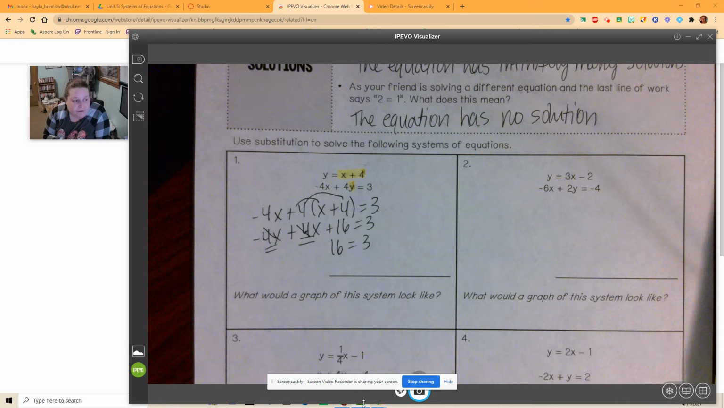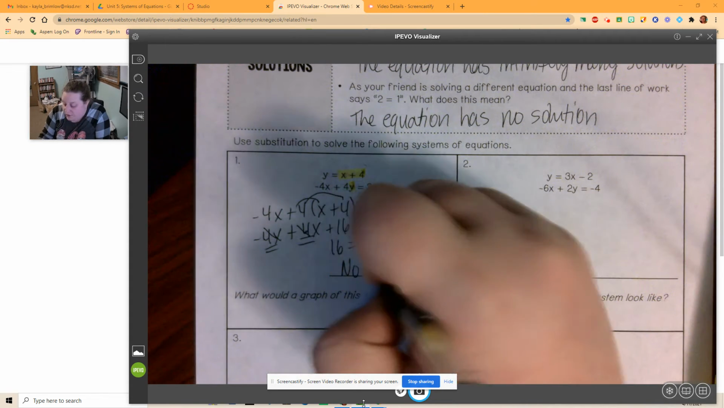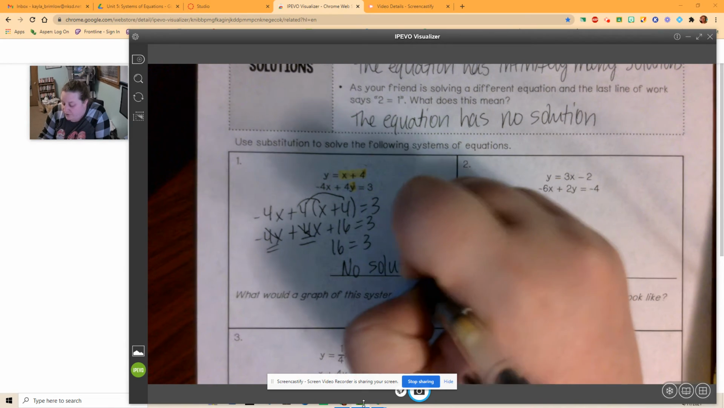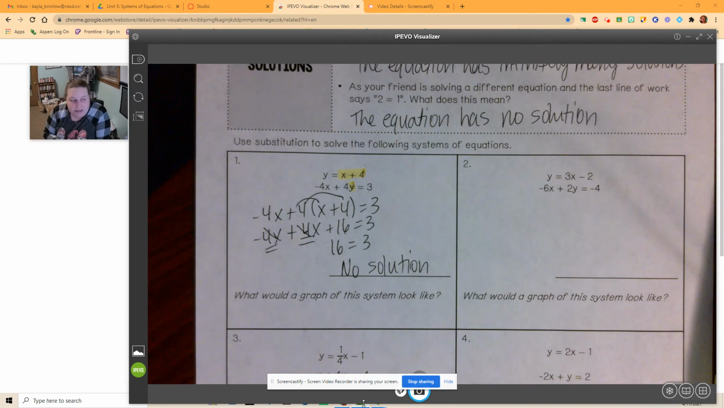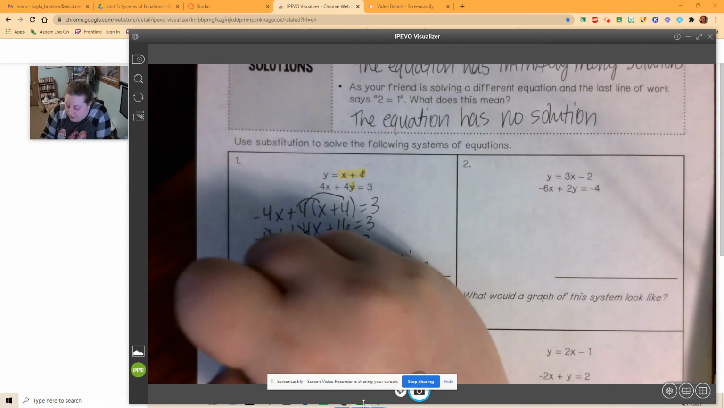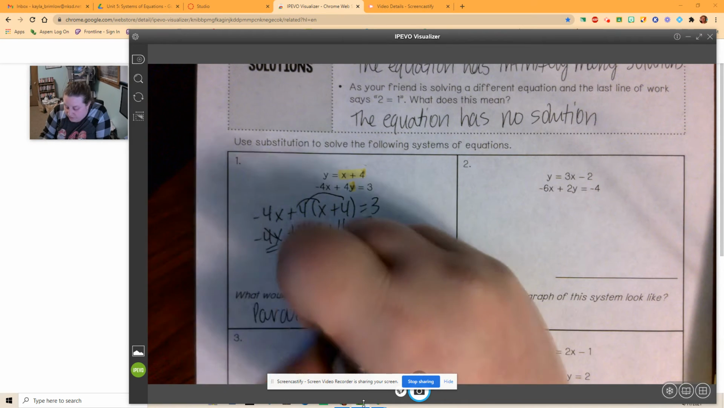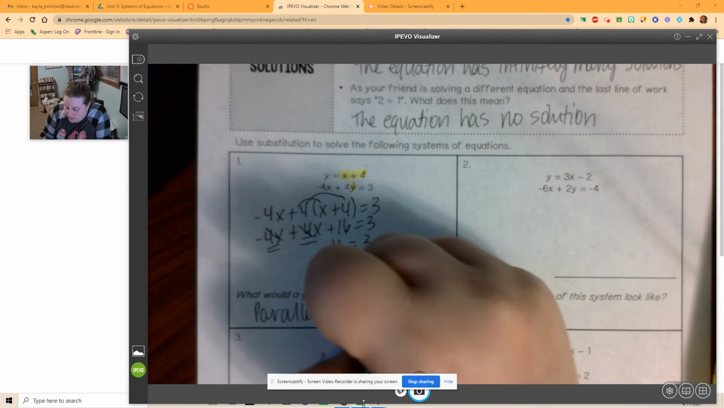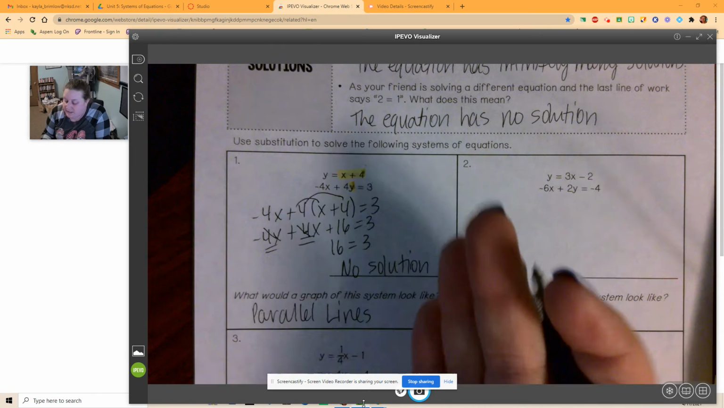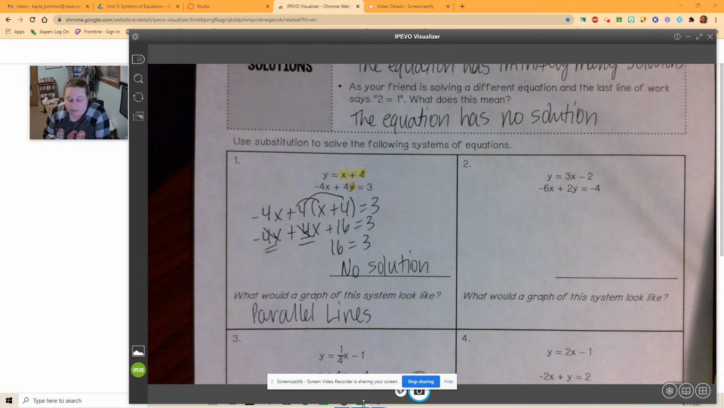Since our variables canceled each other out, leaving me with just this, that tells me the type of solution I'm going to have, which is no solution. If I was to graph these equations, they would look like parallel lines because they would never cross. Okay. So this is an example of solving a system of equations with substitution and getting a no solution answer. All right, next one.